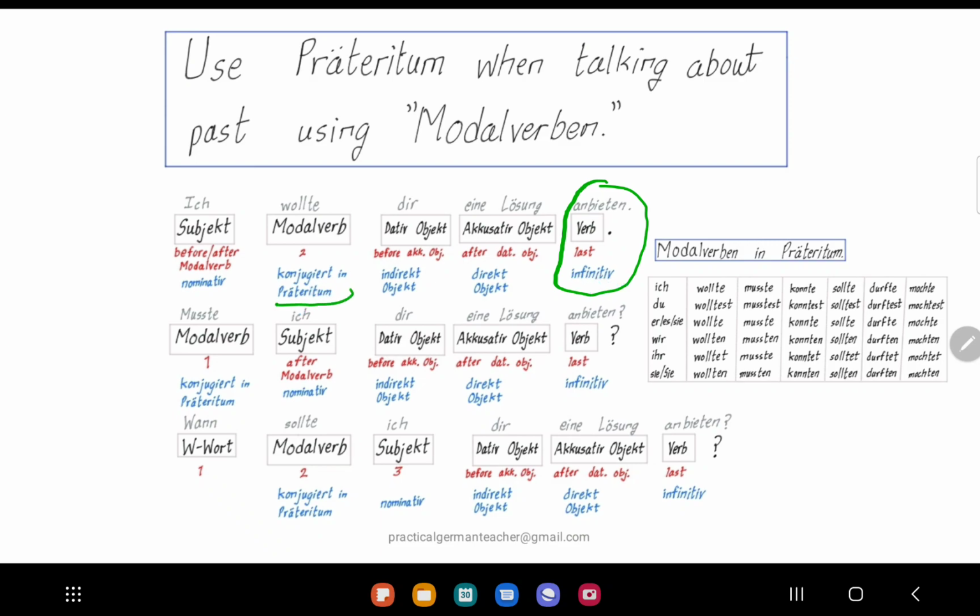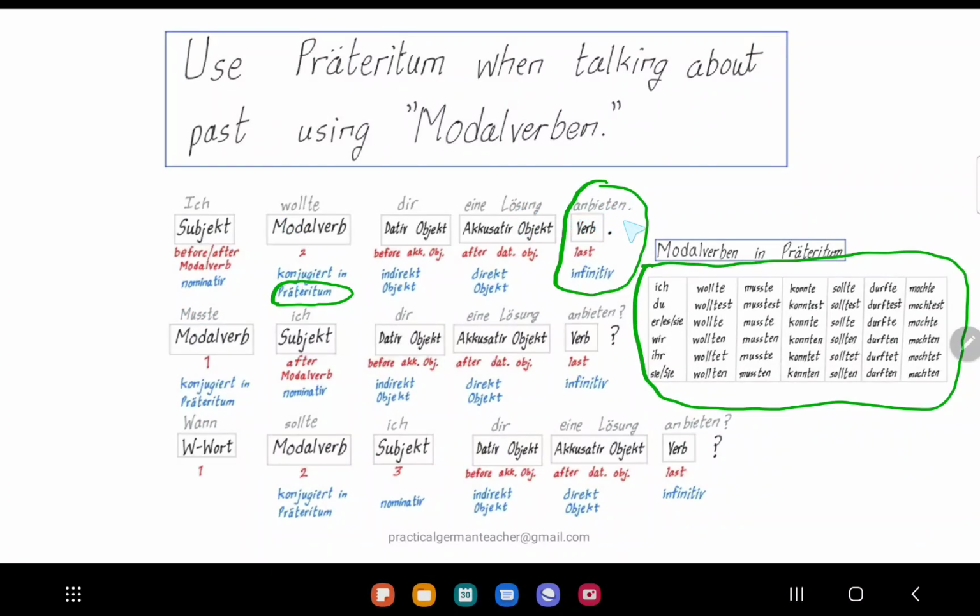But here I mentioned Präteritum, right? So you will have to know the Präteritum conjugations of Modalverben, right? There are 6. You just need to know these, and they are not that difficult to remember. I will show you how. So for example, ich wollte dir eine Lösung anbieten, right? I wanted to offer you a solution.